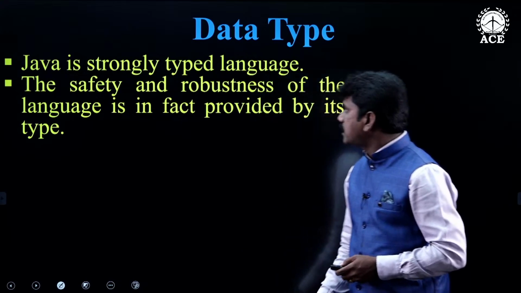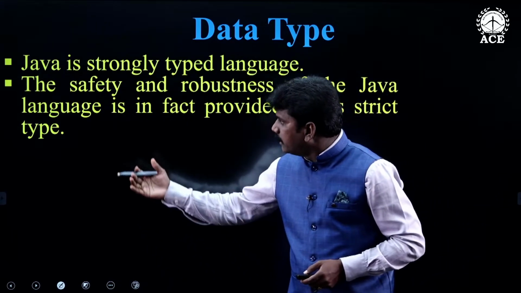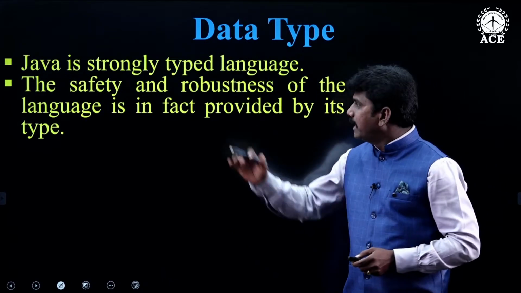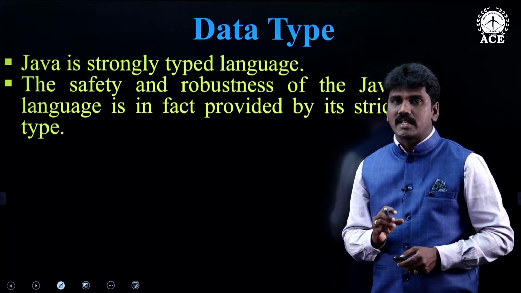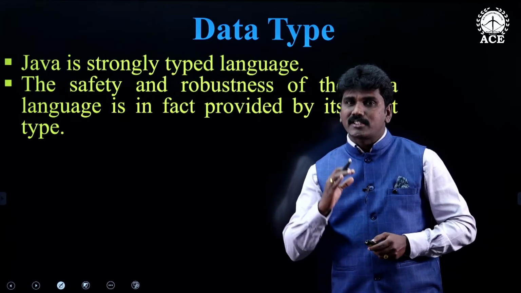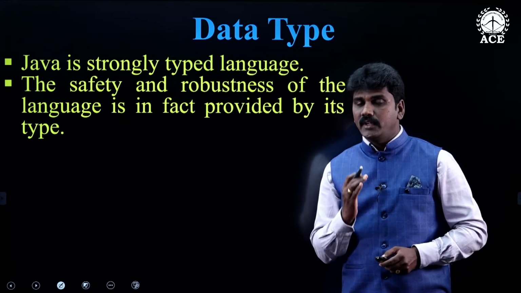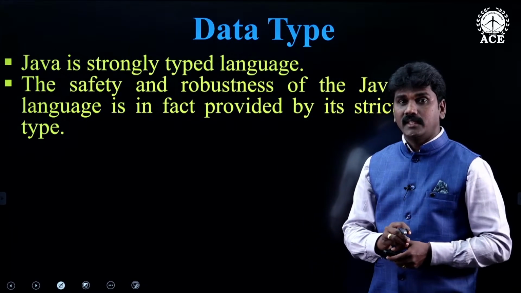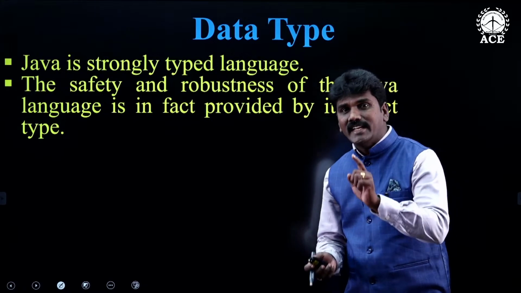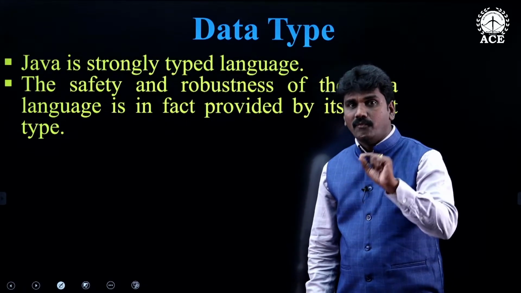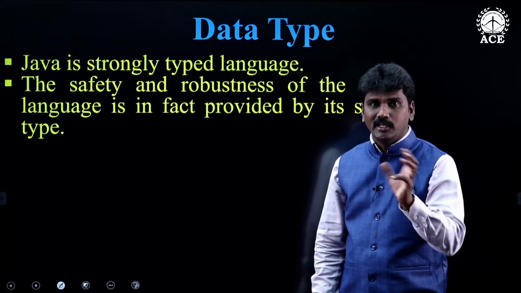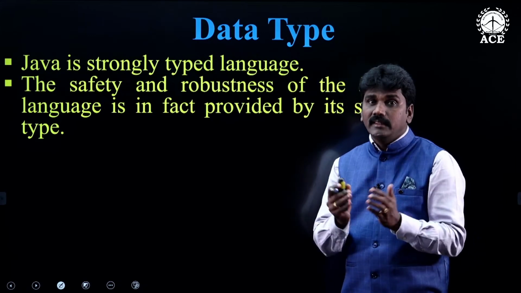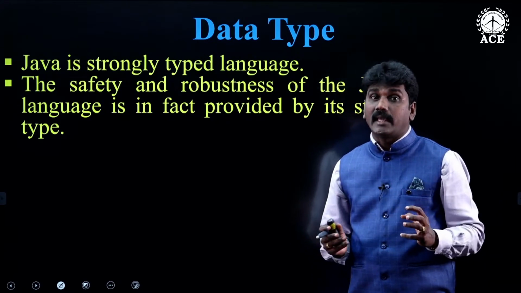Second one, the safety and robustness of the Java language is in fact provided by its strict type. So by these two statements, we can understand that Java is strongly typed, and also whenever we are assigning some values to the variables, it is going to check which data type you have declared and what value you have assigned. Are both the same or not? If both have any difference, in that case it is going to give us compile time errors also.